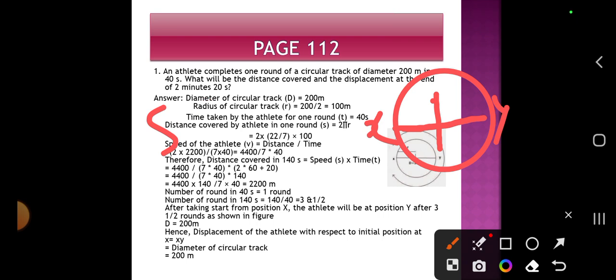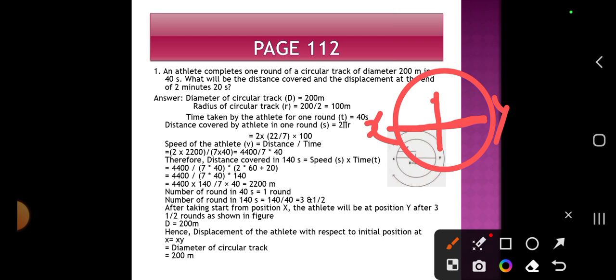Now here, we get the distance covered in 140 seconds as 2200 meter. So we got the distance, that is 2200 meter, for the 2 minutes 20 seconds. Now we want to find out the displacement at the end of 2 minutes 20 seconds. So it starts from X and it will reach Y. This is the distance. We know displacement is the shortest distance.